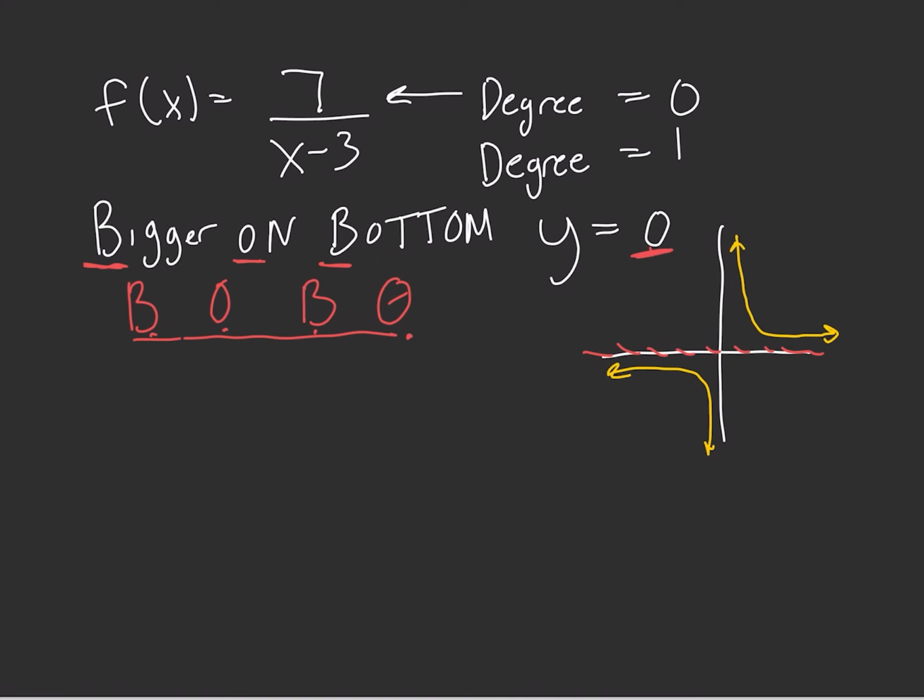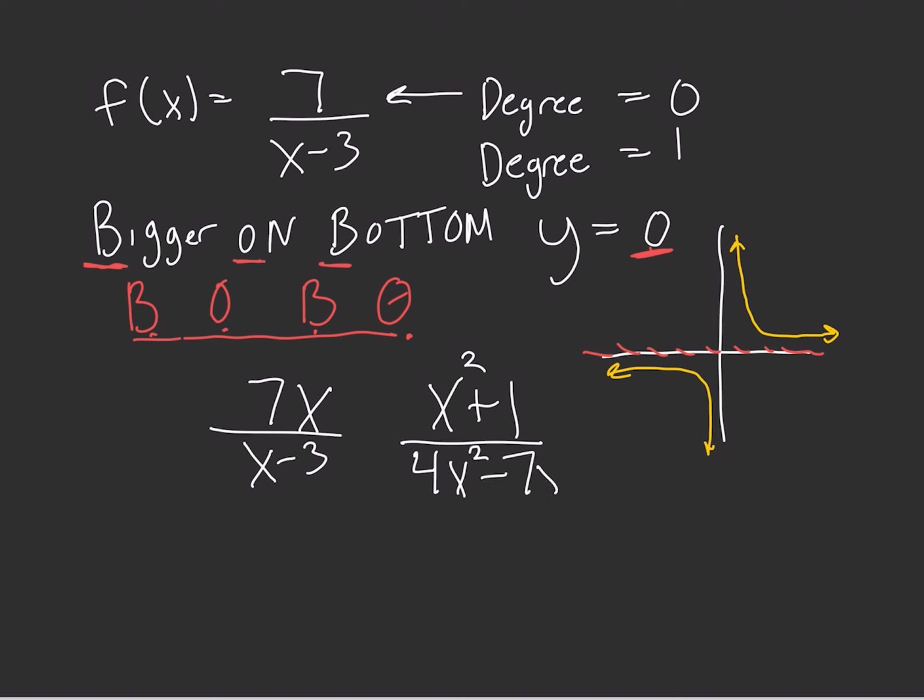What about if we have them the same? So if we have, what if it had been 7x over an x minus 3? Or we had maybe an x squared plus 1 over 4x squared minus 7x, or something like that. Okay, notice how they're the same.